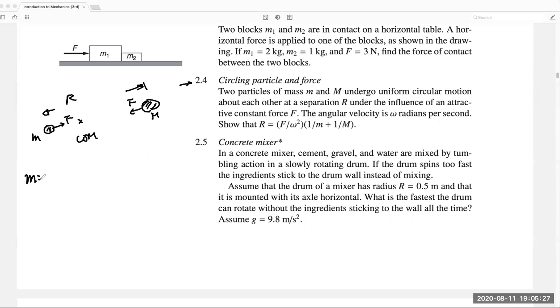So let's say if I use the small m, then the net force is F equal to the small m times the acceleration. So that is R times omega squared. So R is the distance here. And then you just need to use the ratio, you know the ratio is big M to small m. Right? Okay, I think you can solve this equation already. Okay, easy question.